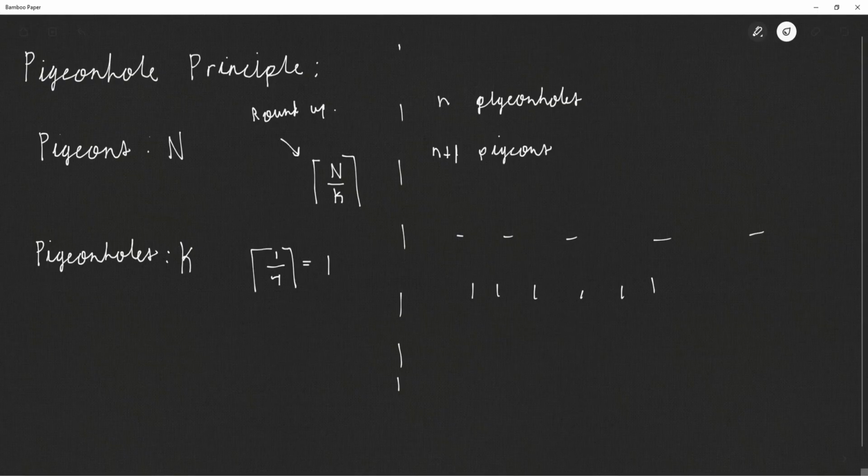And then there's a more general version where if you place n pigeons into k pigeonholes, then at least one pigeonhole contains at least n over k, where n is our pigeons and k is our pigeonholes, and it's all rounded up. So for example, down here we have 1 over 4 rounded up gives us just 1. What makes this principle so powerful is that it proves something must exist just from counting, even if we never see exactly where it is.